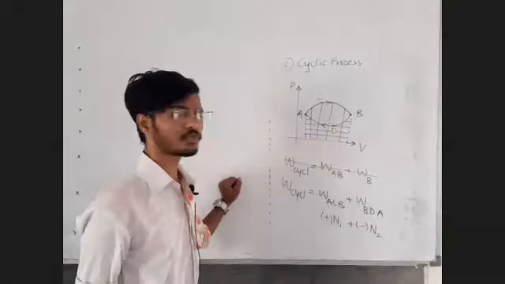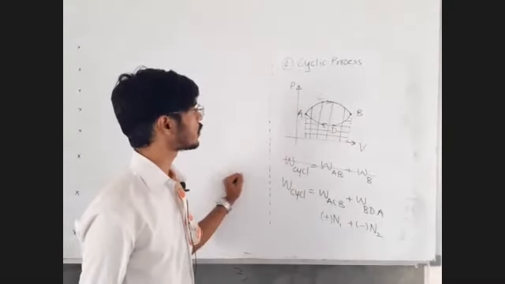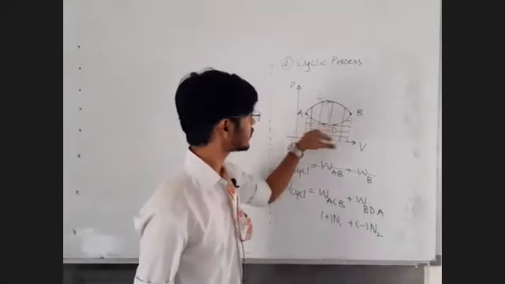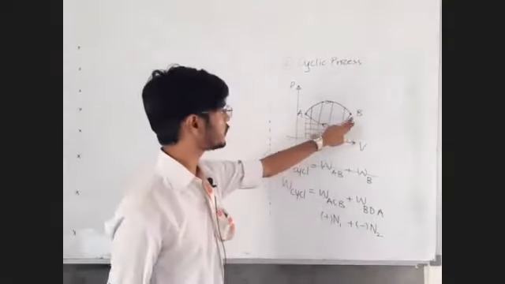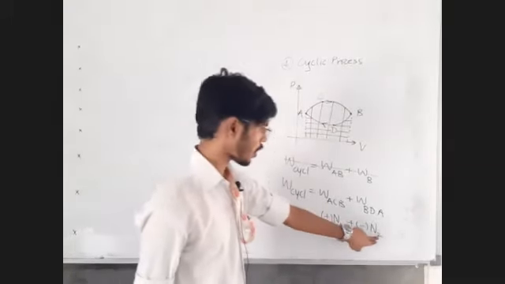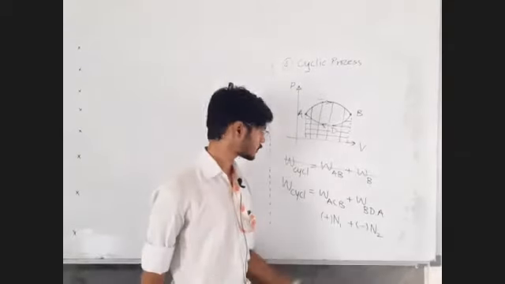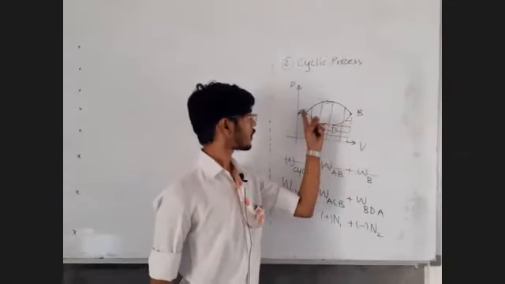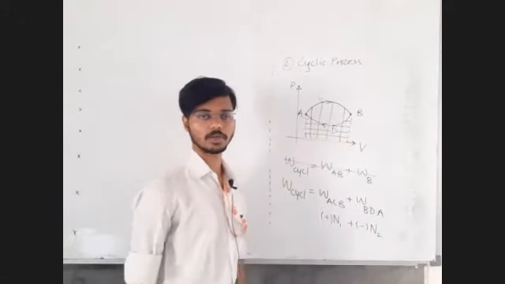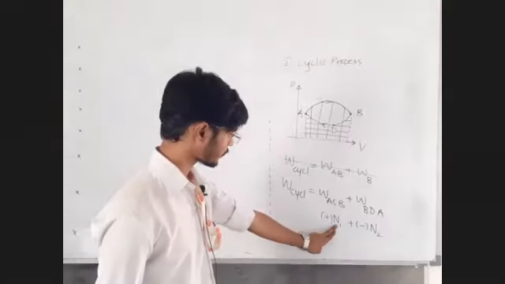Now, which numerical value will be more? ACB, that area under the curve will be more, or BDA? N1 will be more, or N2 will be more? Check it out. N1 or N2? Everyone is giving the correct answer. So N1 is more.